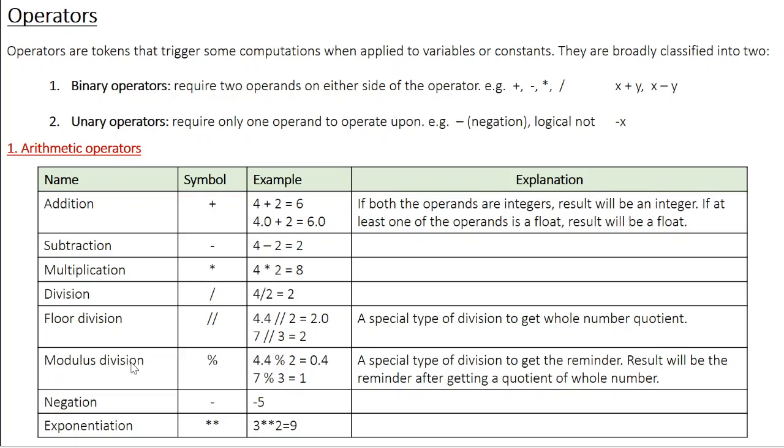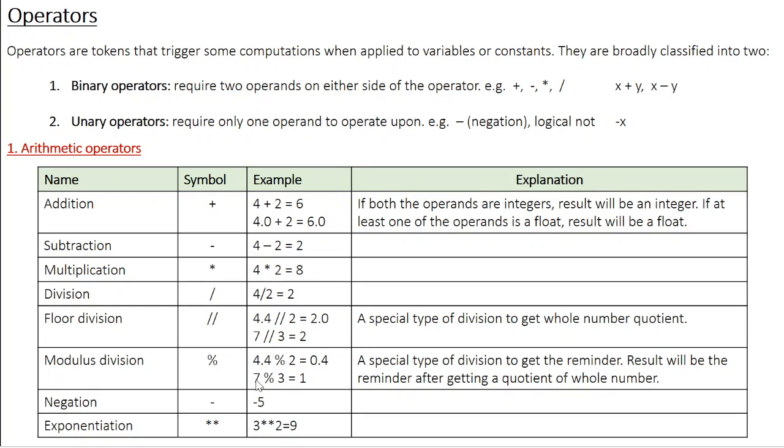Modulus division is a continuation of floor division. Floor division yields you the whole number quotient, and whatever is the remainder, that will be returned by the modulus division. And the symbol is percentage. So when you say 4.4 % 2, here the whole number quotient is 2. 2 into 2 is 4. Whatever is remaining, 0.4, that will be your result here.